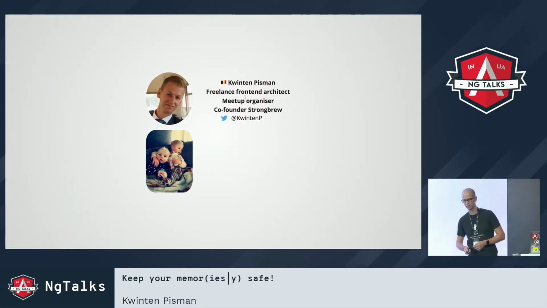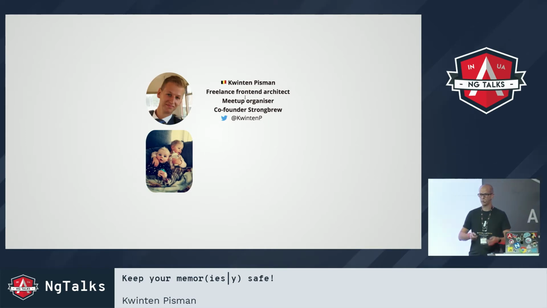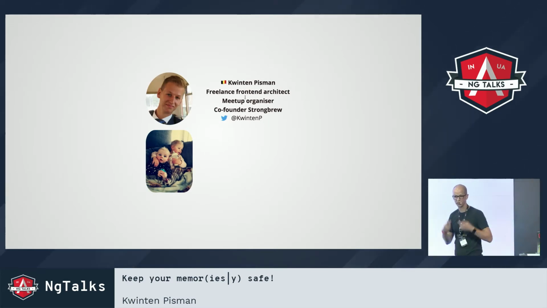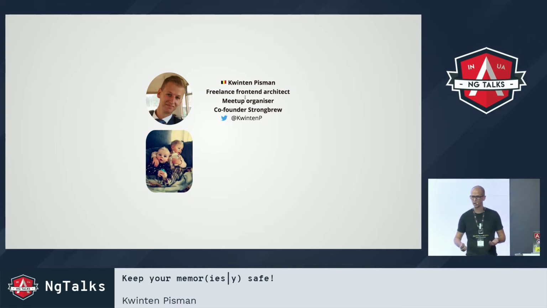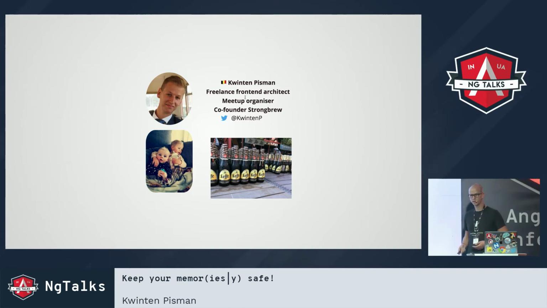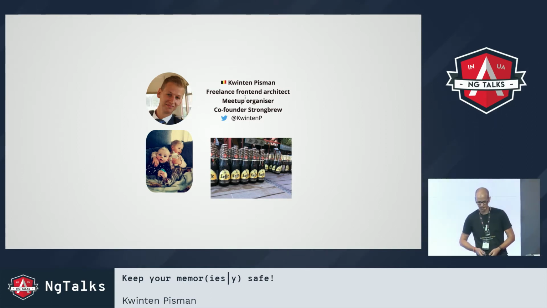Two words about myself. My name is Kwinten. I'm a freelance front-end architect. This is a picture from when I used to have hair, which is a while ago, but okay. I'm also from Belgium, so you're welcome for the beers last night. If you have a hangover, you're welcome as well.